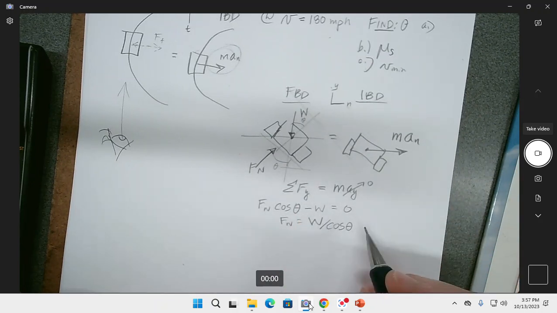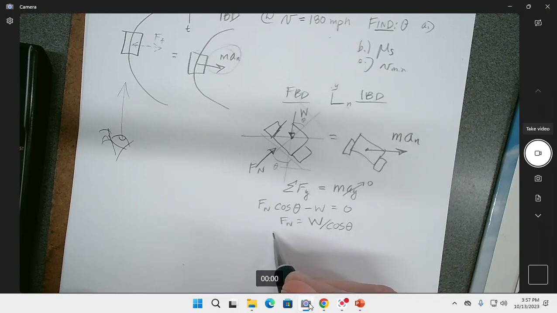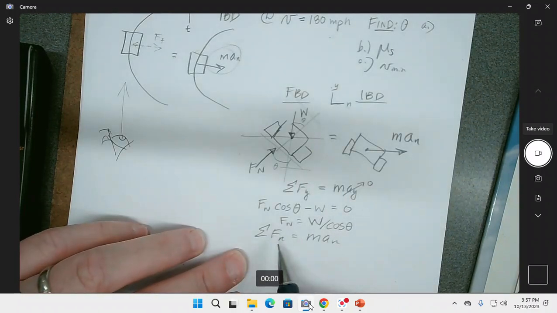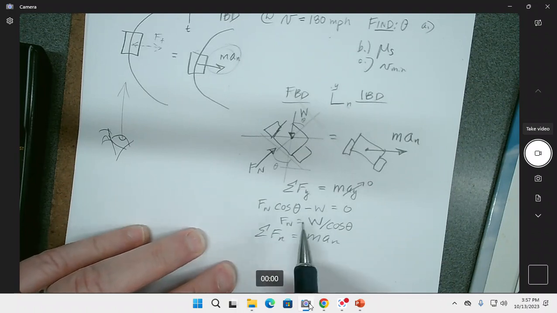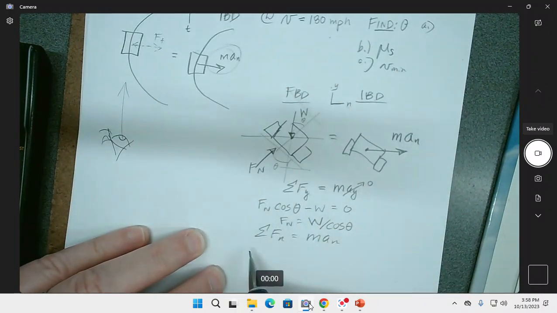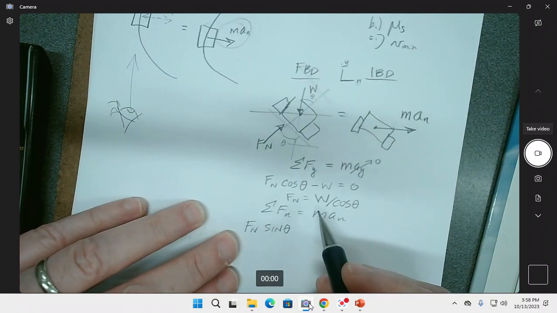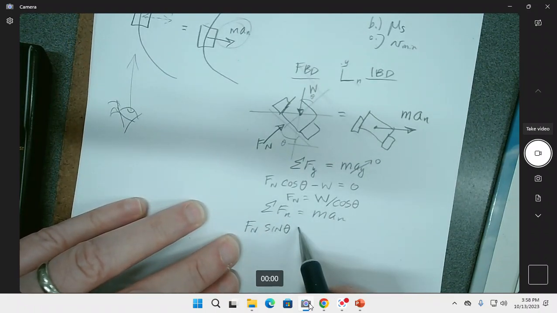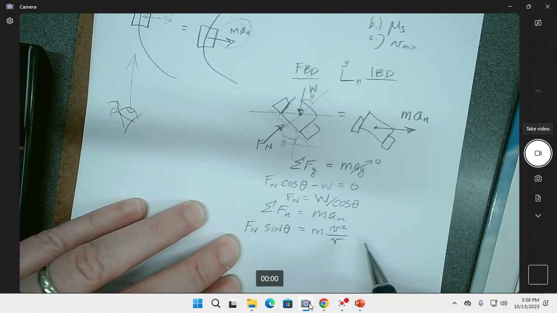And then, sorry. Sum of the forces in the normal direction equals mass times acceleration in the normal direction. And you're going to have a component to the left, because you're going to have Fn times the sine of theta is going to be equal to m times v squared over r.